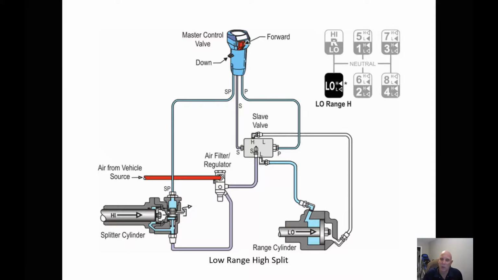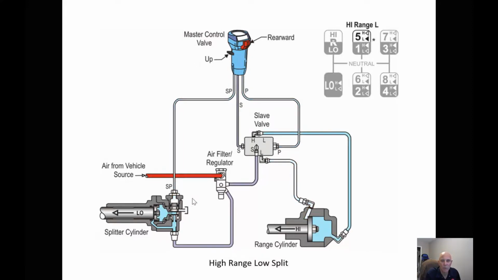So if we're going to pre-select our splitter, we have to do it just before we're ready to split, because again, if we hit a bump and we've already pre-selected, it's going to try and shift on us. So when I take air away, this one's going to split, and air pressure, this is going to move up, this is going to shift this over.